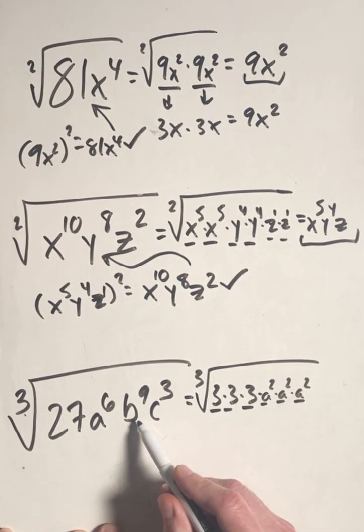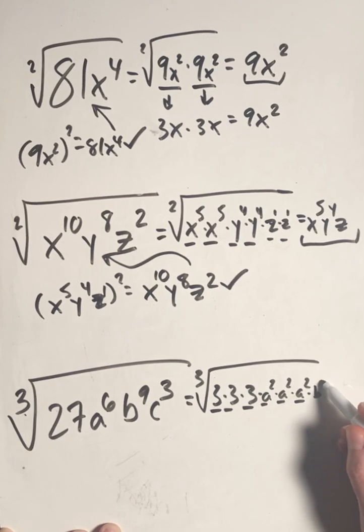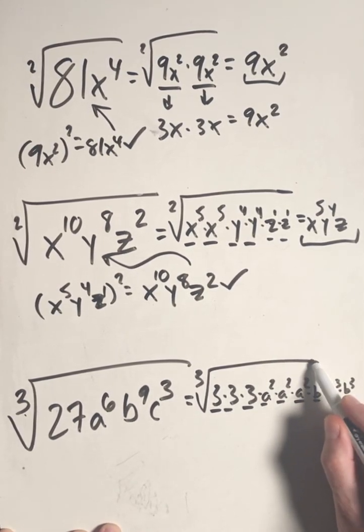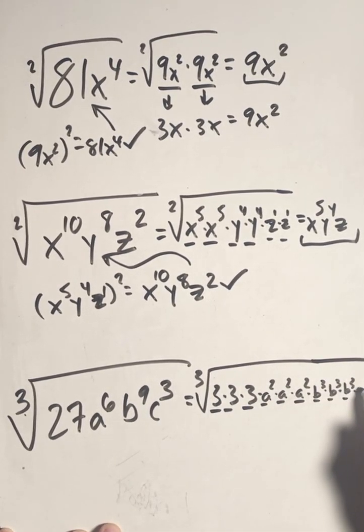So now 3 that multiply to b to the 9th, so that's going to be b to the 3rd, b to the 3rd, and b to the 3rd. And then finally, c to the 3rd, it's going to be 1, 2, 3. So c to the 1st, c to the 1st, and c to the 1st.